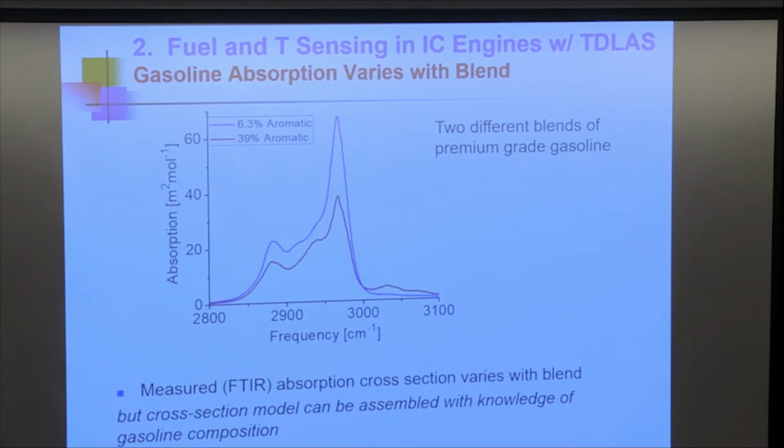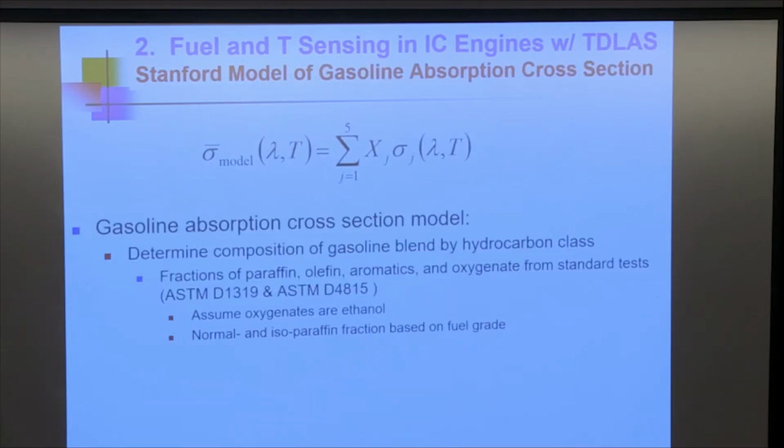So we were struggling at that point in time to figure out how to create a model for the cross sections. When we built a model, I think other people now use it. And the model is the average cross section at a given lambda and T if we know the mole fractions X of J. We know the cross section associated with that species J, and we sum from 1 to 5. So in this case, we used 5 components.